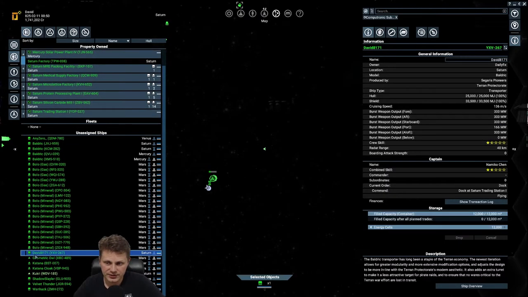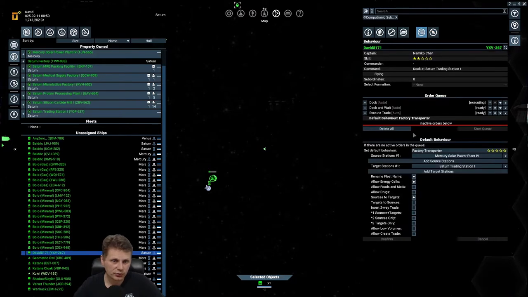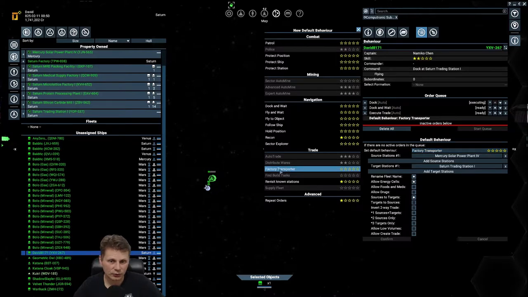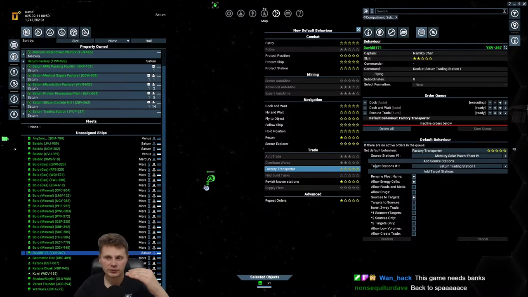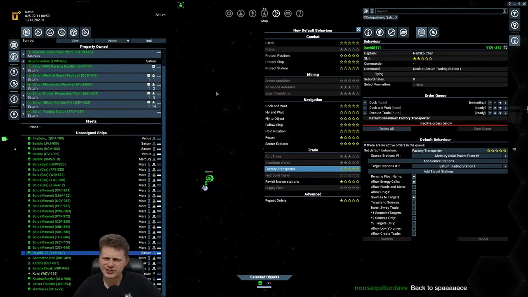For my haulers, I've decided to use the factory transporter that is in one of the mods. Just set up the power plant. Just make sure that you enable energy cells and they will start doing the maximum amount, because if you do repeat orders, you will find that at some point your transporters will just haul like 51 or sell 51, and it's so weird. It really is weird.